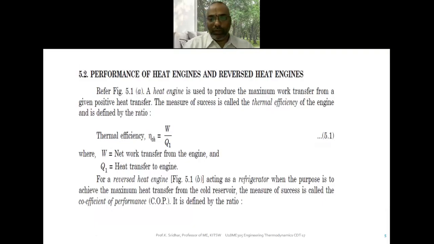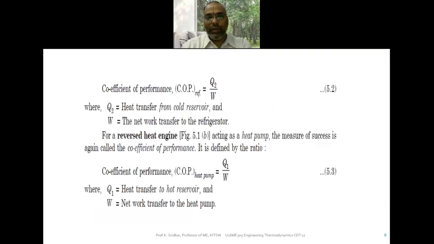Next, coming to the refrigerator and similarly the heat pump. The refrigerator and heat pump performance is evaluated by means of the coefficient of performance, which is normally denoted by COP. How can we define the COP? COP is nothing but the desired effect divided by work input. Desired effect divided by work input.